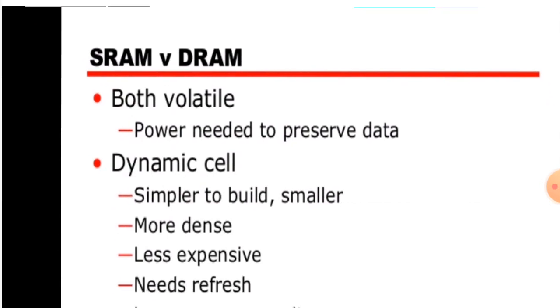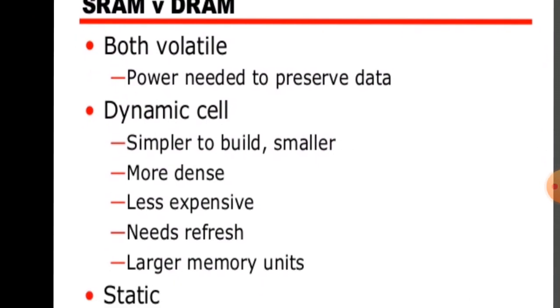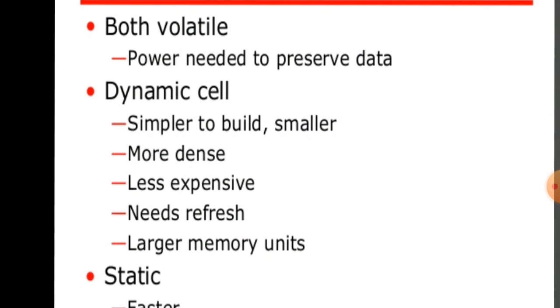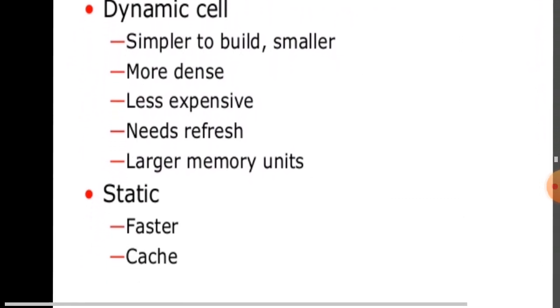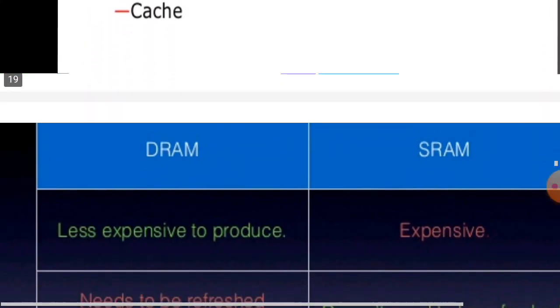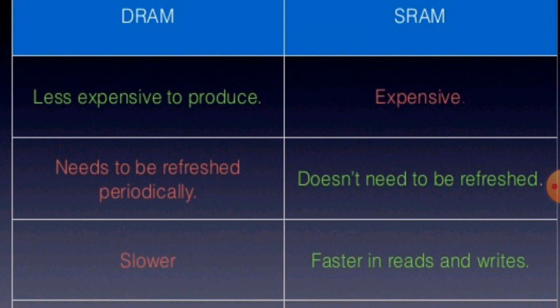Next, the difference between SRAM and DRAM. Both are volatile; power is needed to preserve data. Dynamic cell: simpler to build, smaller, more dense, less expensive, needs refresh, used for large memory units. Static: faster and used as cache. So these are some differences between DRAM and SRAM, and from the exam point of view, this difference between SRAM and DRAM is very important.